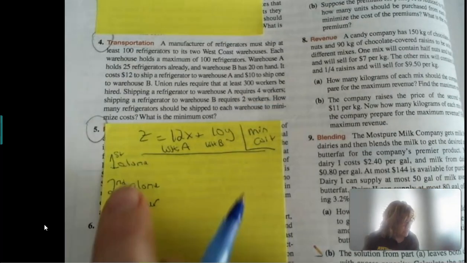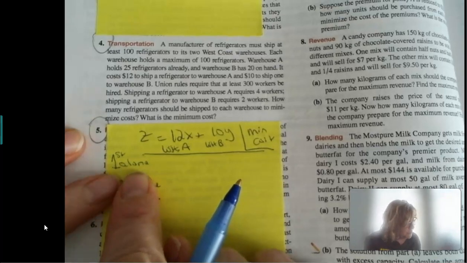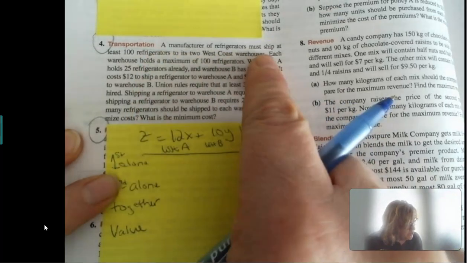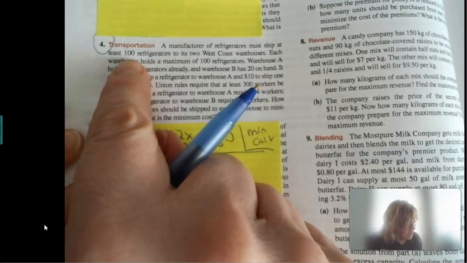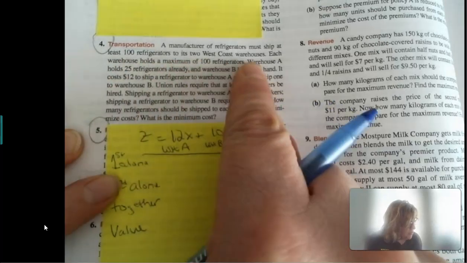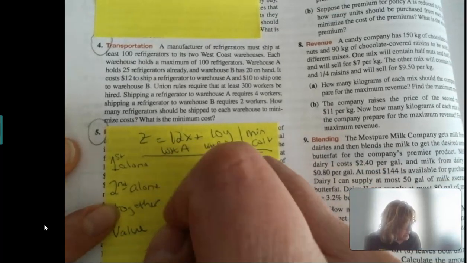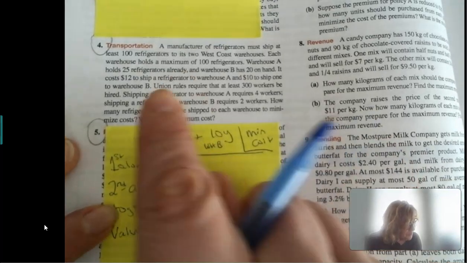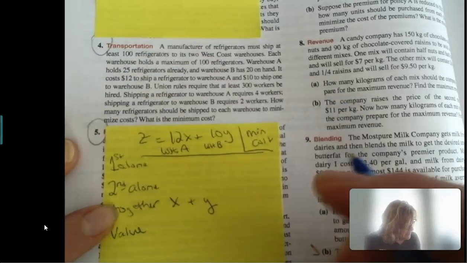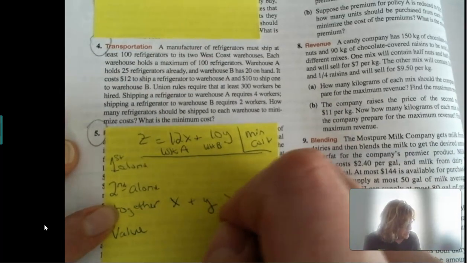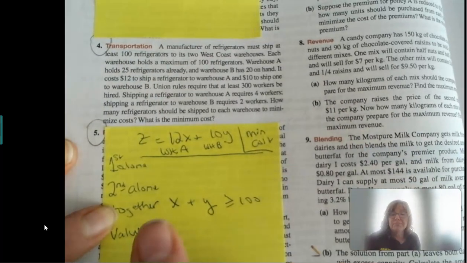All right, so let's look, does it talk about the first one alone? Let's see, a manufacturer of refrigerators must ship at least 100 refrigerators to 2. Okay, so that's together. So let's go down to the together line, X plus Y. They have to ship at least 100. So X plus Y is greater than 100. They can ship more if they can.